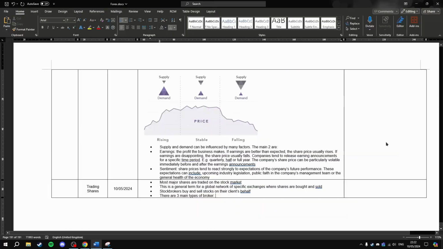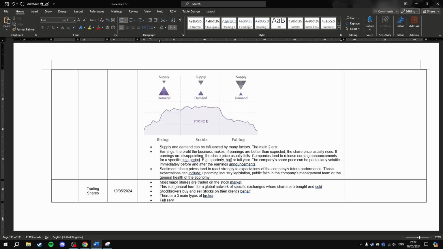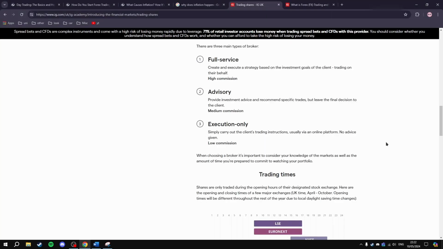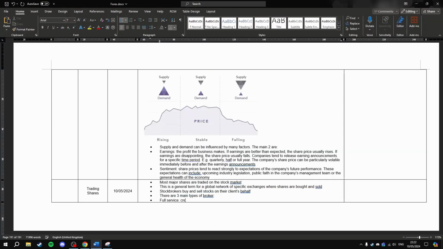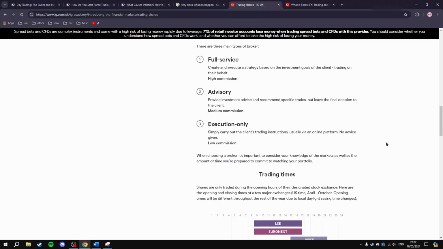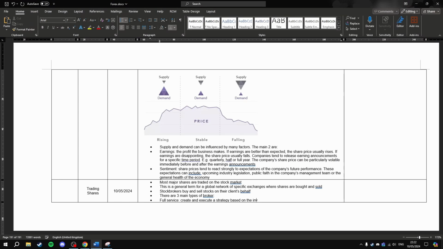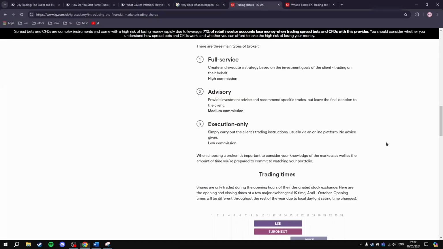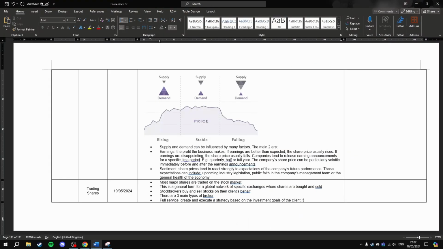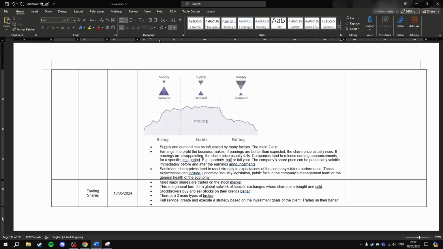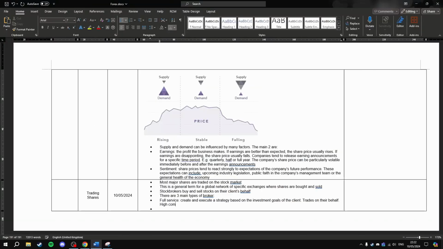So we got the full service, create and execute strategy based on investment goals of the client, trading on their behalf. So they create and execute a strategy based on investment goals of the client, trades on their behalf. So they do the trading for them. High commission.